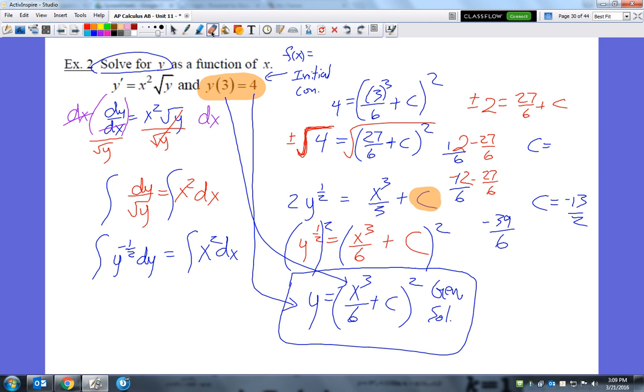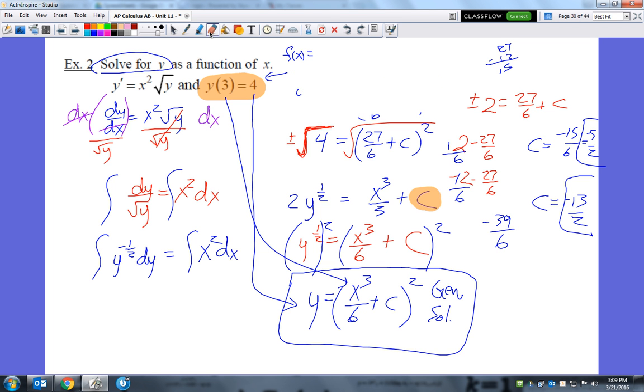The other one is positive 12 minus 27. So 27, 12, that's going to be a negative 15. So a negative 15 over 6 would reduce to a negative 5 over 2. So we have a negative 5 over 2 and a negative 13 over 2. So we will have two particular solutions, not just one, but we will have two in this case. We go ahead and write that here at the top.